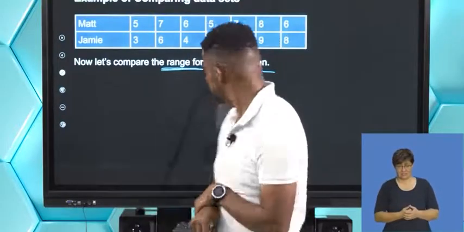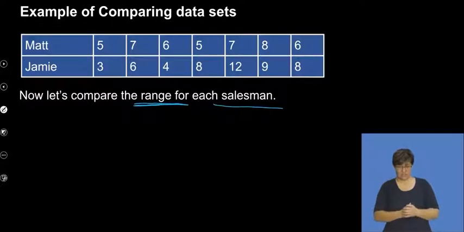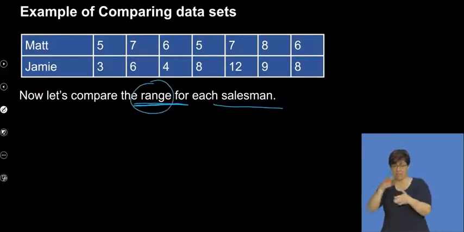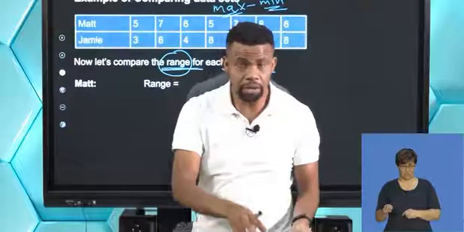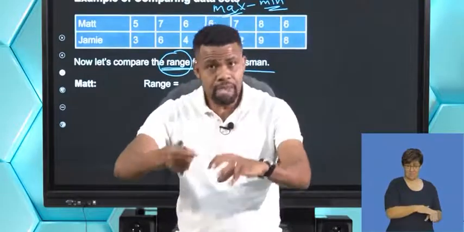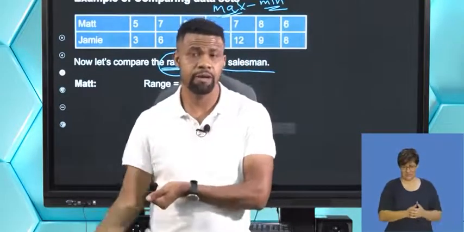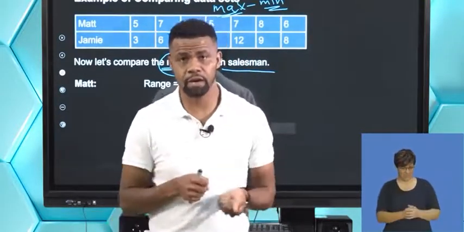Okay. So if we do the range, just remember that the range is the maximum minus the minimum. So range is the max minus the minimum. And remember, maximum is the highest value, and the minimum is the lowest value. Okay, that's how we calculate range.